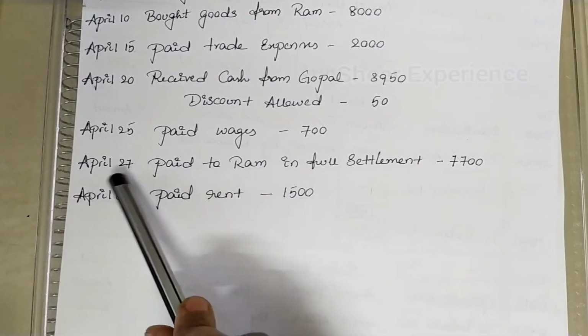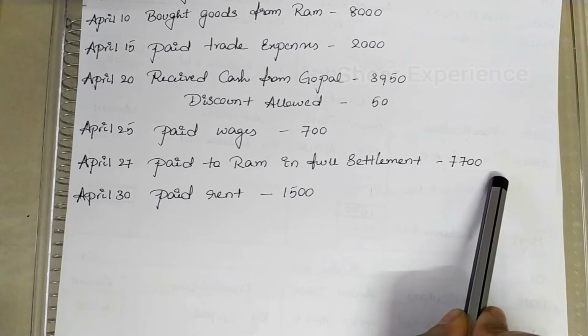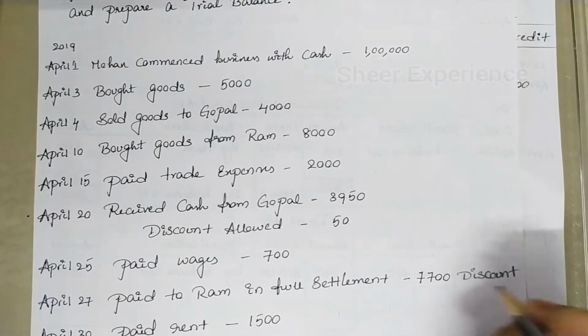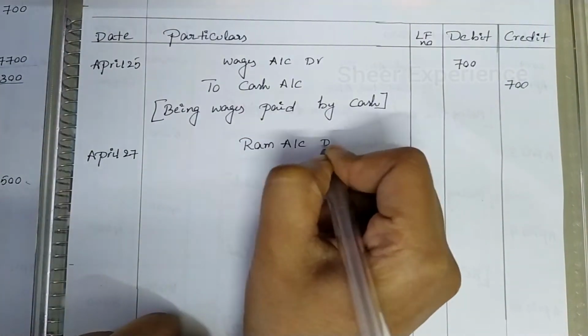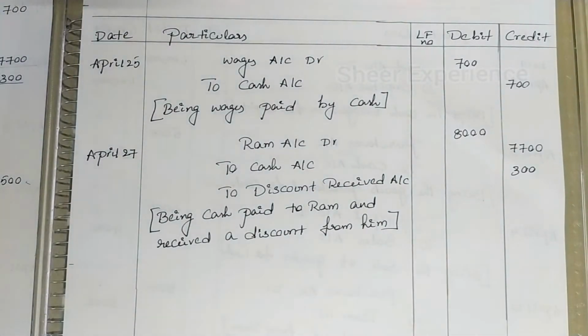Our next transaction is paid to Ram in full settlement 7,700. Here we have purchased goods from Ram for 8,000 on credit basis on April 10th. The purchase value is 8,000 but paid amount is only 7,700. So we have received a discount of 300 rupees from Ram. In this case the journal would be Ram account debtor to cash account to discount received account. Here discount received is an income. Discount allowed is an expense.